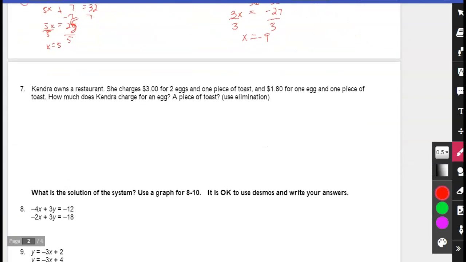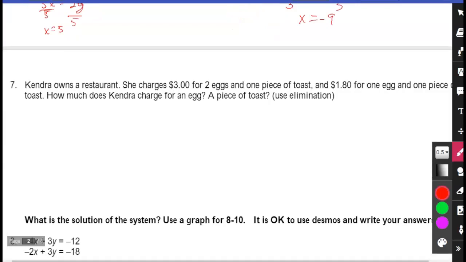Down to our story problems. You'll notice a pattern. This egg thing has shown up on our quiz review, on our quiz, and then again on our test review. So I would suggest you know how to use this type of problem. So she charges 2 eggs plus 1 toast equals $3.